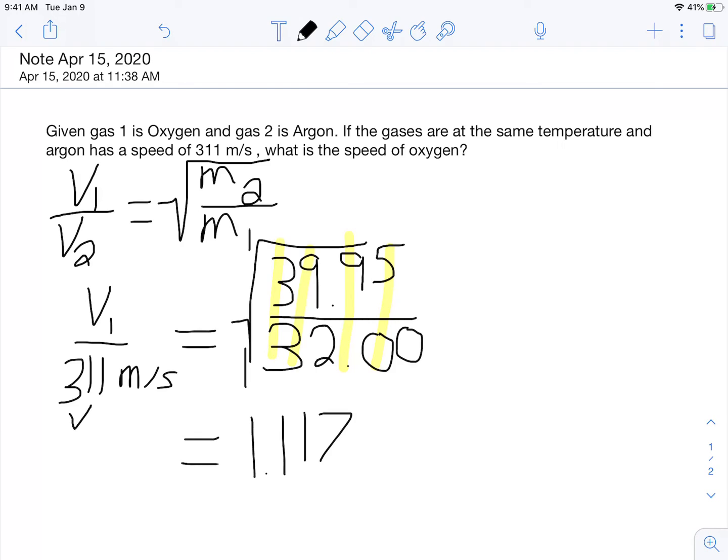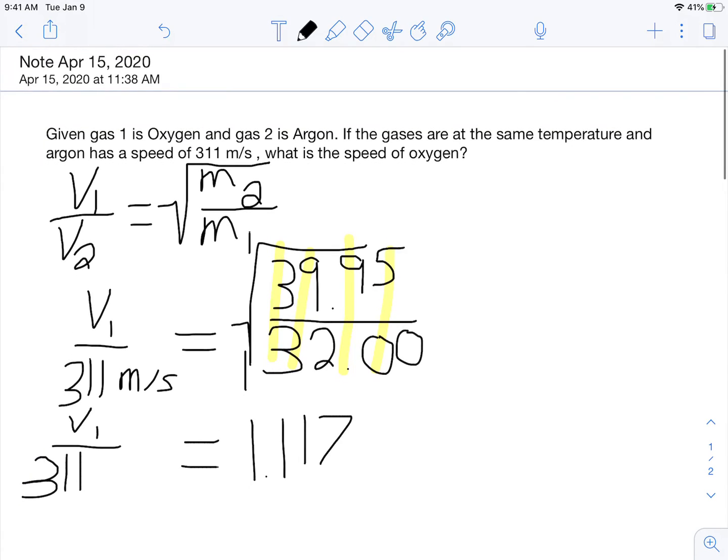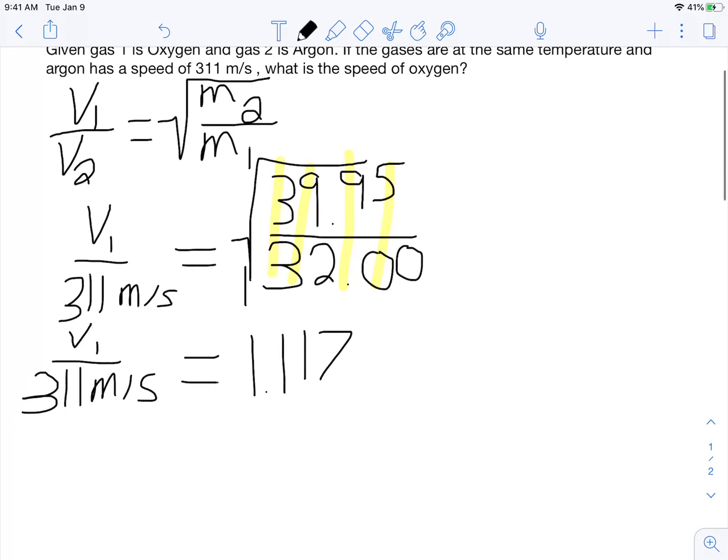And then on the left side, we still have V1 over 311 meters per second. Now the last thing is going to be to solve. To solve this, what I'm going to do is take 1.117 multiplied by 311, and that'll give me my final answer.